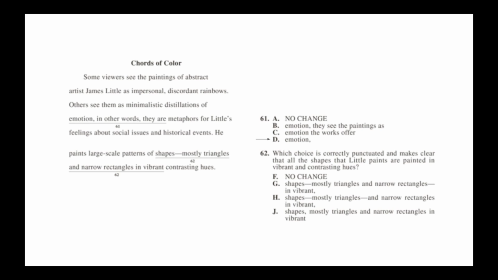So we could go through H and J, but we would see that they either aren't correctly punctuated or they don't make it clear that all the shapes that Little paints are in these vibrant and contrasting hues. So in this case, we know that G is correct.